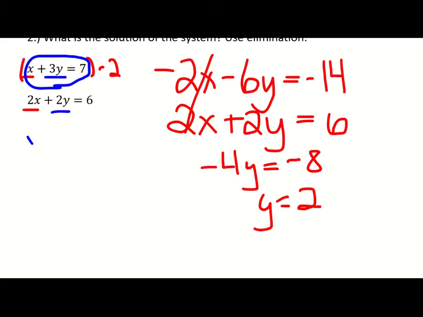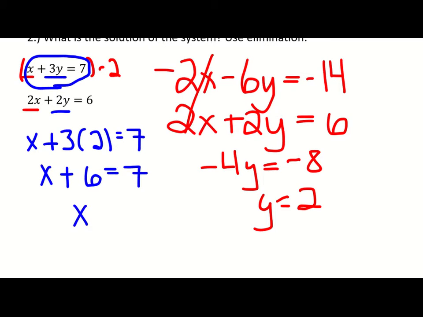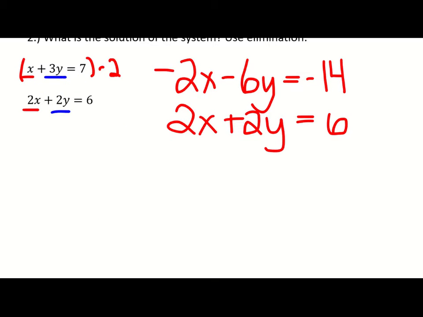I'm going to say x plus 3 times y, which was 2, equals 7. Well, 3 times 2, that's 6. And if I subtract 6 on both sides, I get that x is 1. So my final answer as a point, x was 1 when y was 2. So this one's sitting at 1, 2.